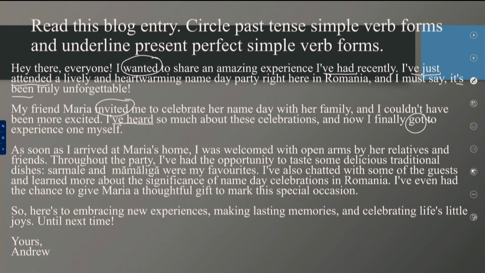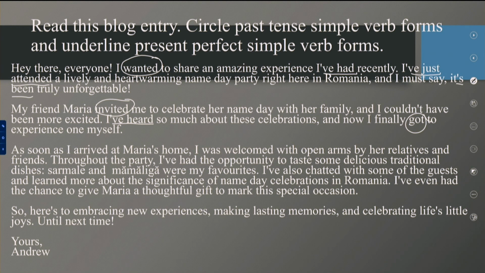As soon as I arrived at Maria's home, I was welcomed with open arms by her relatives and friends. Throughout the party, I've had the opportunity to taste some delicious traditional dishes. Sarmale and bămădică were my favorites. I've also chatted with some of the guests and learned more about the significance of name day celebrations in Romania. I've had the chance to give Maria a thoughtful gift to mark this special occasion.